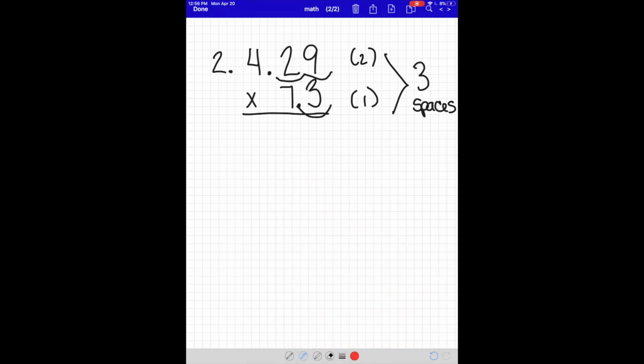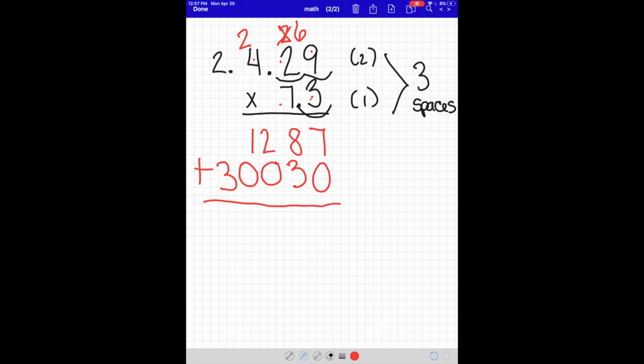So 3 times 9 is 27. 3 times 2 is 6, plus 2 is 8. 3 times 4 is 12. Put down your 0. Move on. 7 times 9 is 63. 7 times 2 is 14, plus 6 is 20. And 7 times 4 is 28, plus 2 is 30.